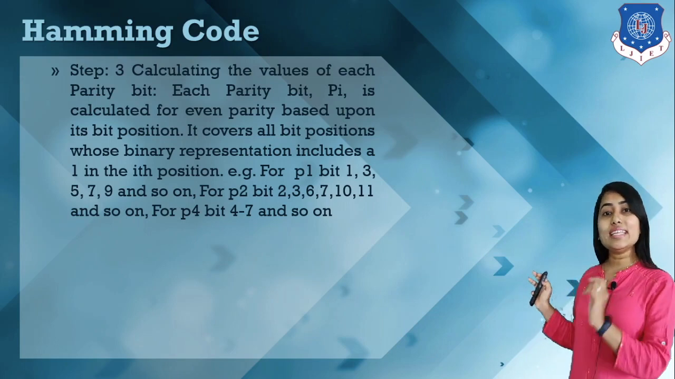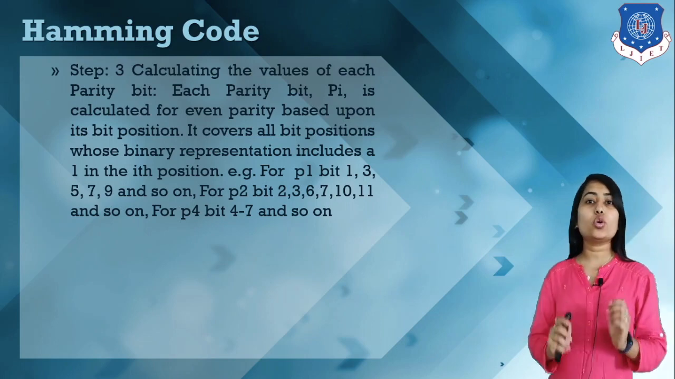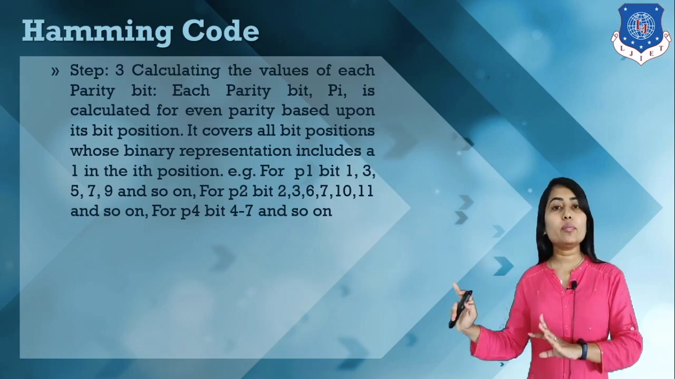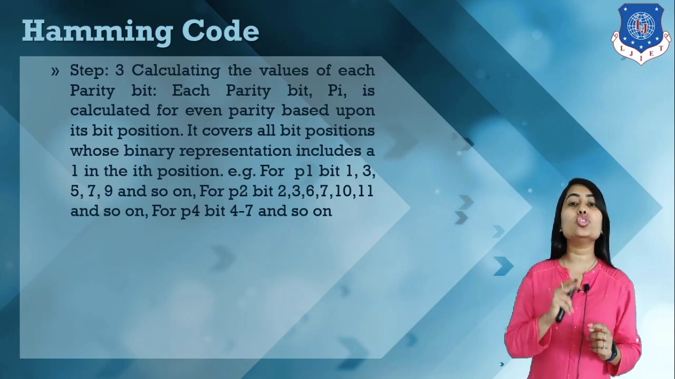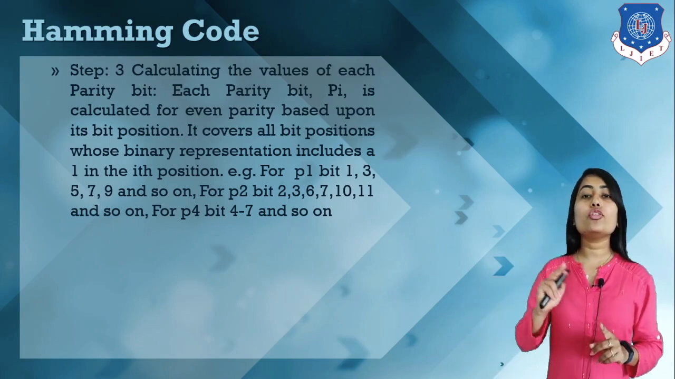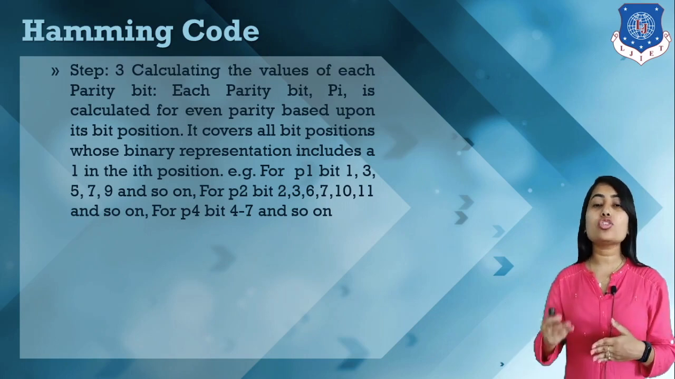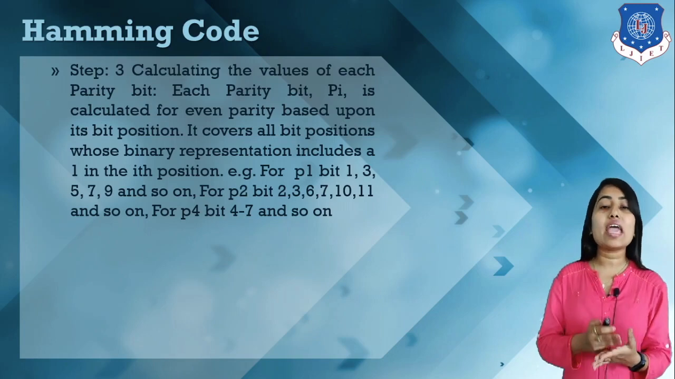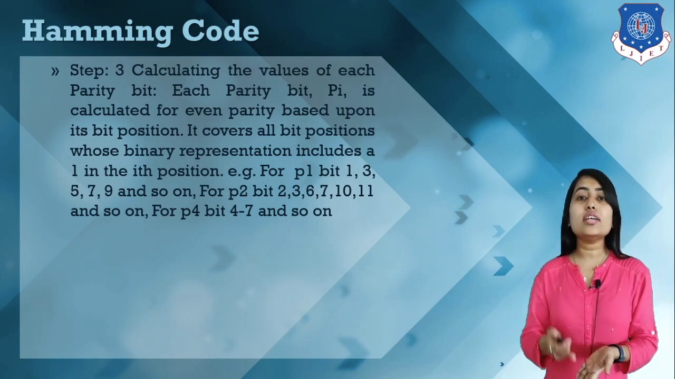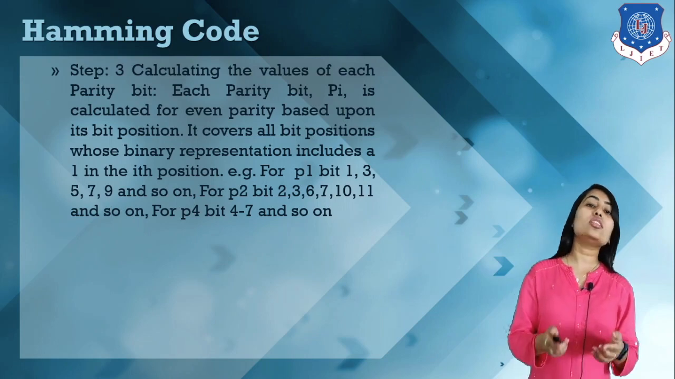It is necessary for Hamming code that these locations have even parity. So for P1, the locations 1, 3, 5, 7, 9 must have even parity. For P2, locations 2, 3, 6, 7 and so on must have even parity. For P4, locations 4, 5, 6, 7 must have even parity. So we have to calculate the values of the parity bits which satisfy this even parity criterion. Using this concept we can calculate the values of parity.